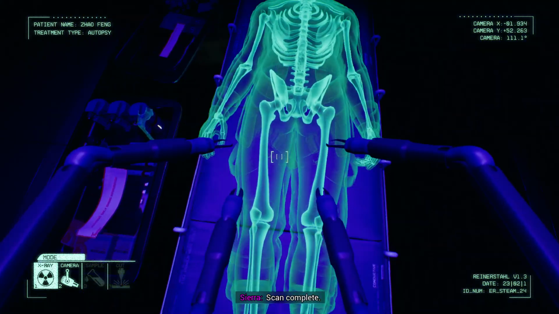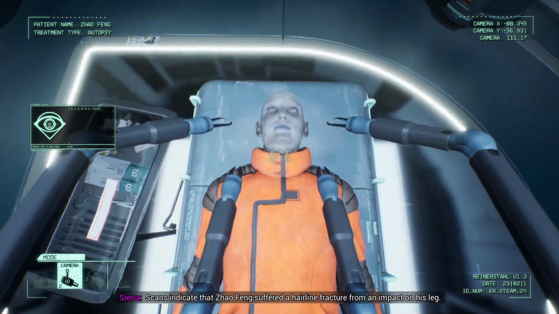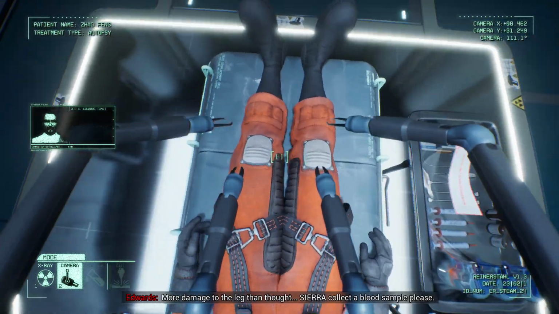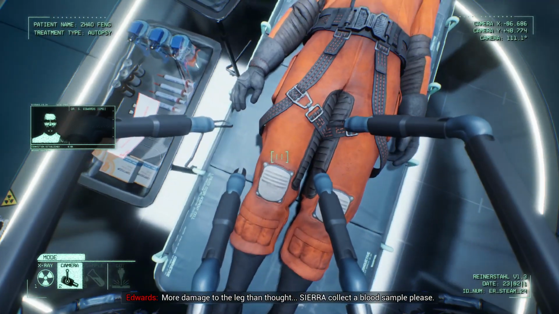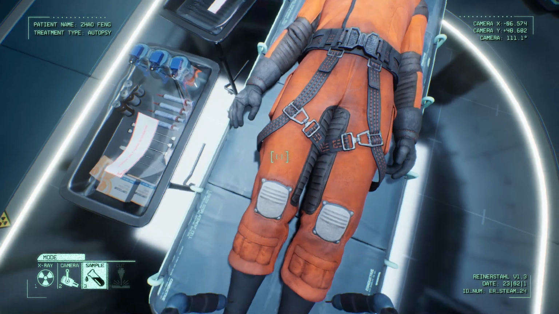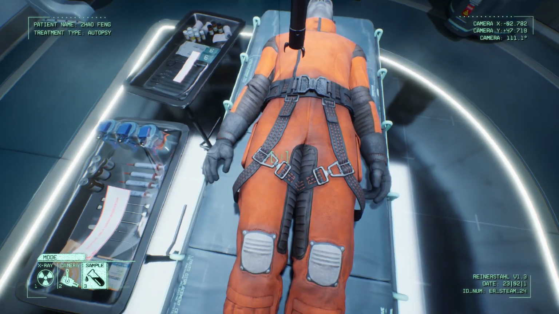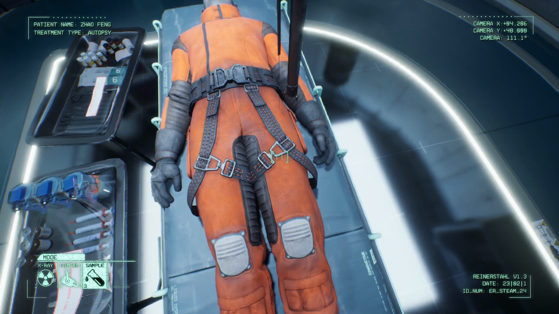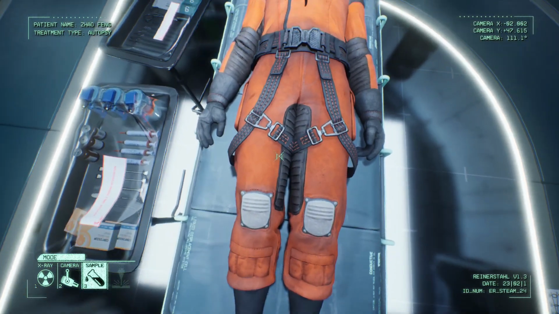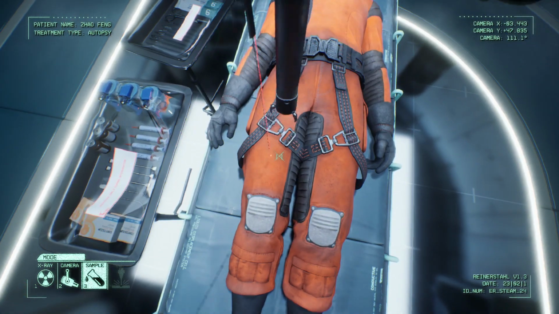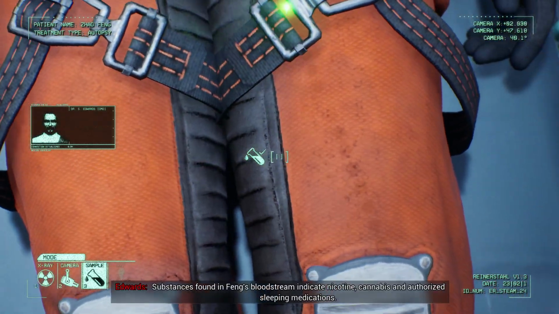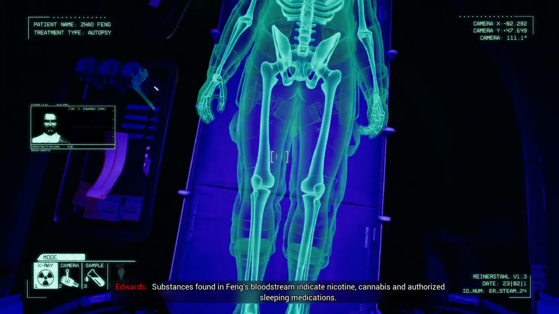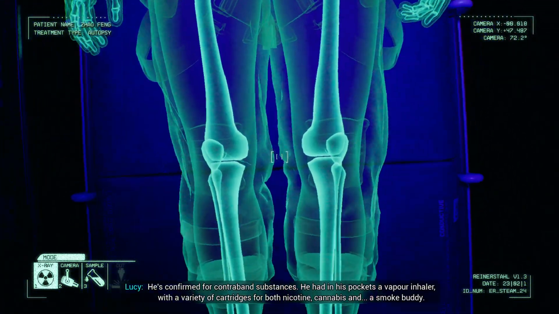Scan complete. Scans indicate that Zhao Feng suffered a hairline fracture from an impact on his leg. More damage to the leg than thought. Sierra, collect a blood sample, please. Substances found in Feng's bloodstream indicate nicotine, cannabis, and authorized sleeping medications. He's confirmed for contraband substances.